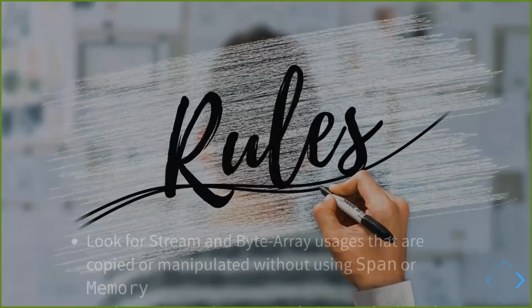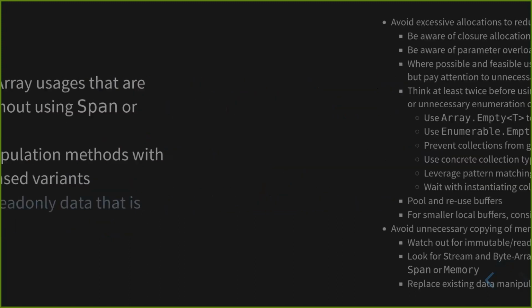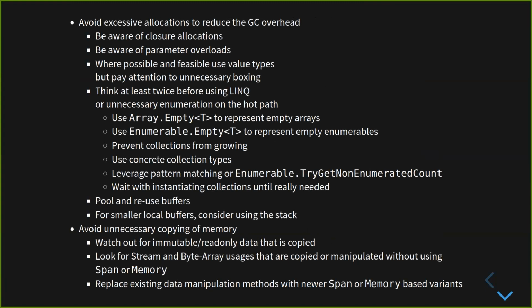So these are the rules that we looked at. Again, as a quick summary, look for the stream and byte array usages that are copied or manipulated without using Span or Memory, optimize those, and replace the existing data manipulation methods with the newer Span or Memory-based variants, and then you don't need to copy memory anymore. This is the summary of all the rules that I have shown you. I know it's a bit overwhelming. I just put them here so that you can write them down later when you look at the recording. The slides will also be available later.